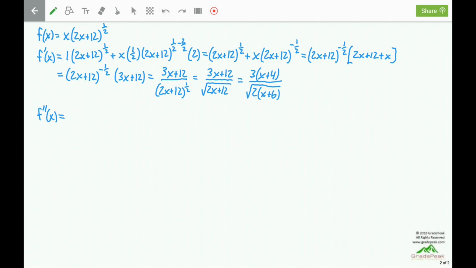The derivative of the first, which is a power rule, bring the power down. Leave the inside alone. Subtract 1 from the power. I will call that 2 halves. Multiply by the derivative of the inside to complete the chain rule. And then times the second left alone. Plus the first left alone, times the derivative of the second, which will be a 3.